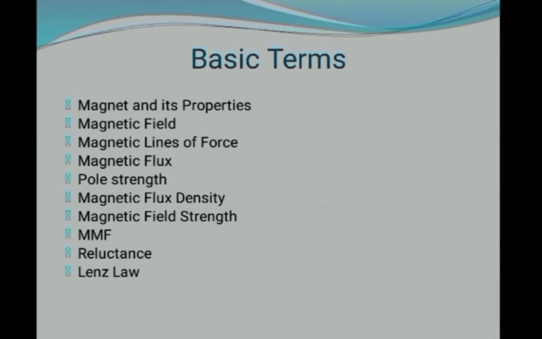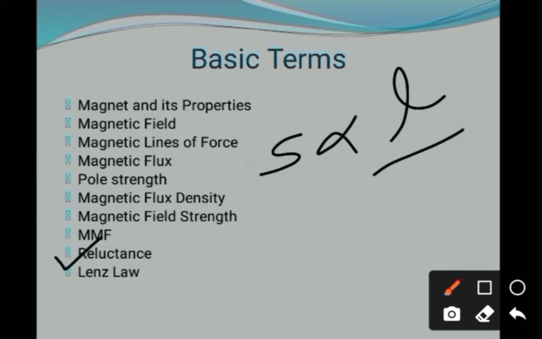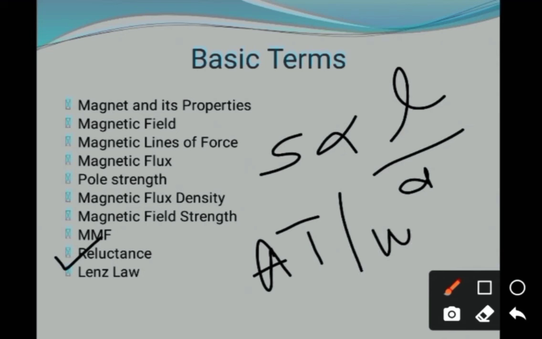Next term is reluctance. This term is also similar to resistance. Resistance is defined as the opposition to the flow of current. In a magnetic circuit, to oppose the flow of flux, this term is defined as reluctance. Reluctance is the opposition to the flow of flux. It is represented by letter S, and it is directly proportional to the length and inversely proportional to the area. And it is measured in ampere turn per Weber.